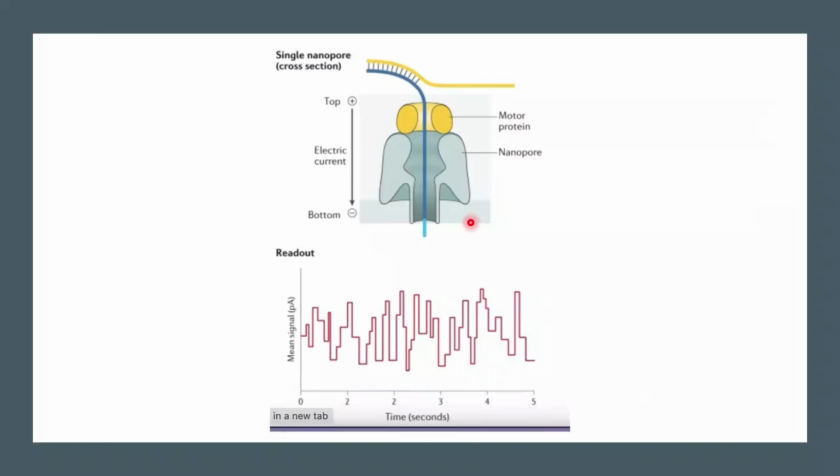At last, this is the graph that comes out of it, and then the computer makes sense of these picoamps and tells you which nucleotide was added. That's it. Any questions? No?